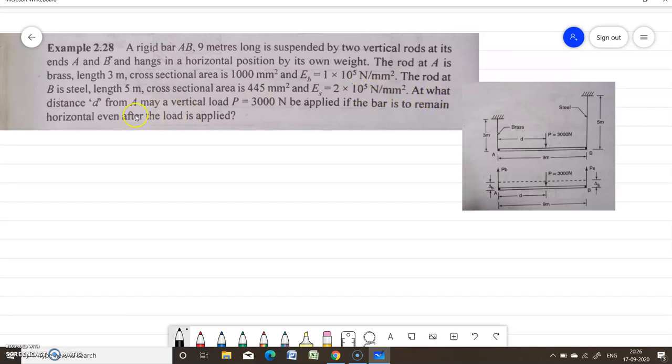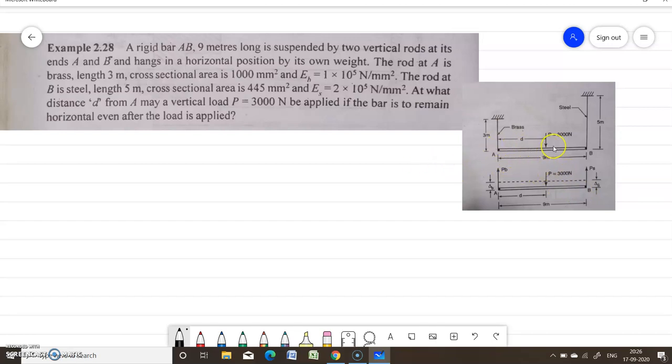At what distance small d from A may a vertical load P equal to 3000 Newton be applied if the bar is to remain horizontal even after the load is applied?